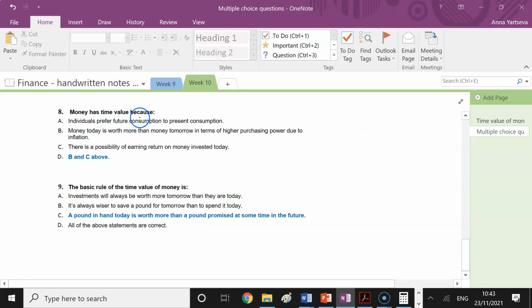Money has time value because there are possible options here, so let's consider each in turn. Individuals prefer future consumption to present consumption. No, we actually don't like delaying consumption. We don't like to make sacrifices. In reality, we strive for instant gratification.